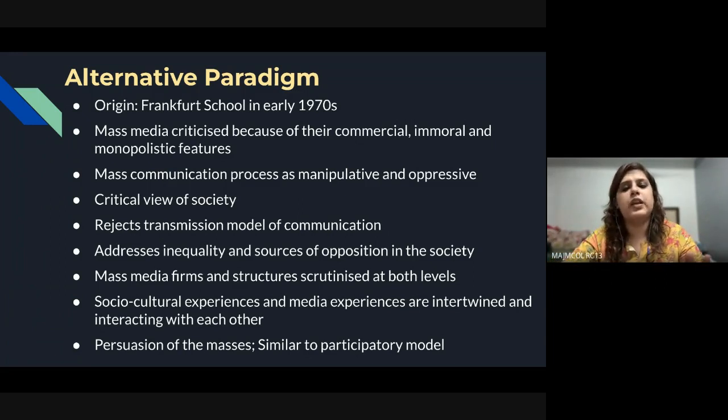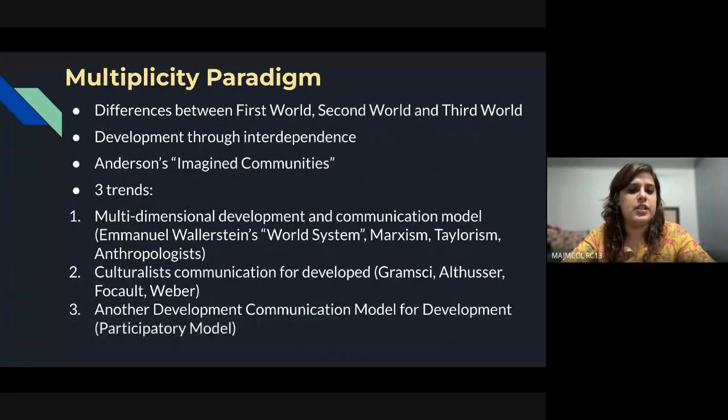Therefore, it was also reflecting towards the multiplicity paradigm, or the multiplicity model, that came about right after this or right during the alternative paradigm. Now, the multiplicity paradigm was focusing on the differences between the first world, second world, and third world. In this context, they were talking about how development is different across these three worlds, how the media is channelizing these paradigms, and how the social cultural experiences, the media, the ownership patterns, and the political scenario are completely different across these three worlds, and how development needs to be done through an interdependence model rather than the first world separately, the second world separately, and the third world separately.